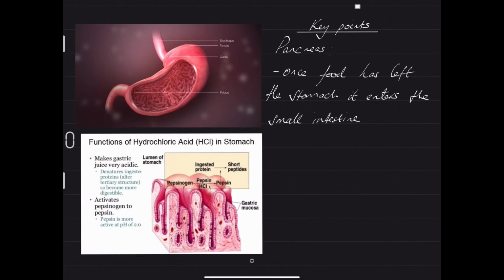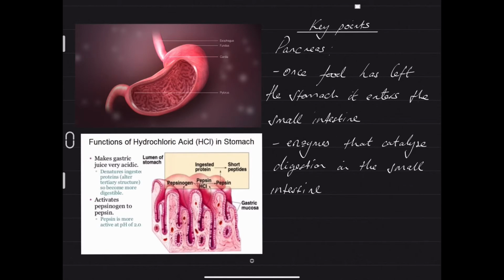So what we say is that enzymes that catalyze digestion in the small intestine are made in the pancreas.